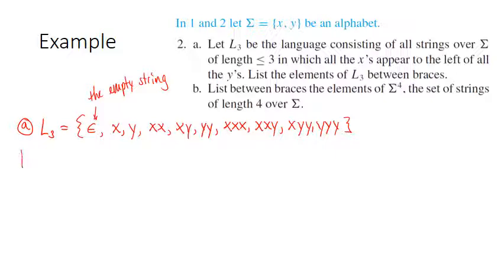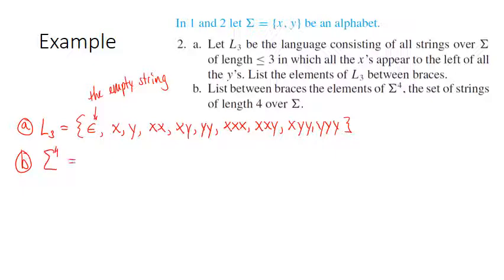All right, let's do part B here. List between braces the elements of sigma 4, the set of strings of length 4 over sigma. Okay, so let's give this a try. Oops, I'm sorry, I'm already writing it incorrectly. So this is going to be sigma 4.